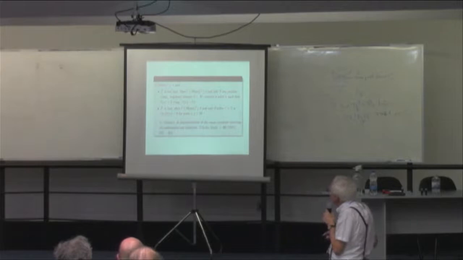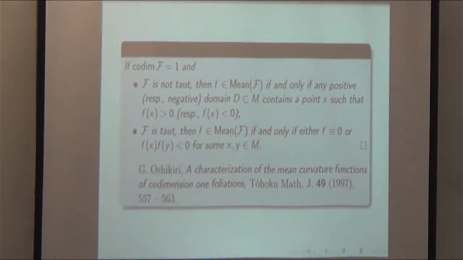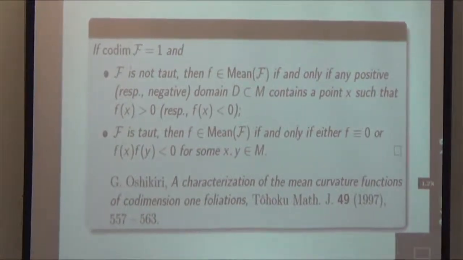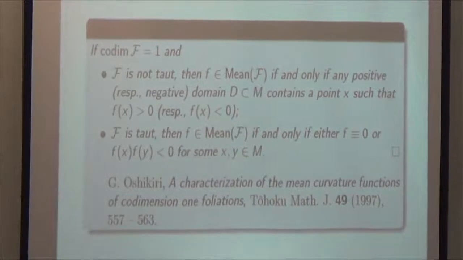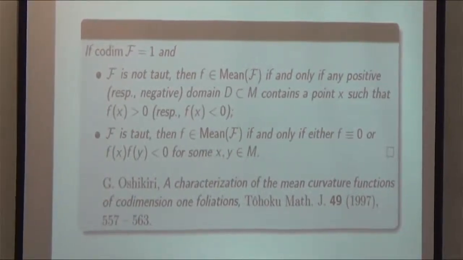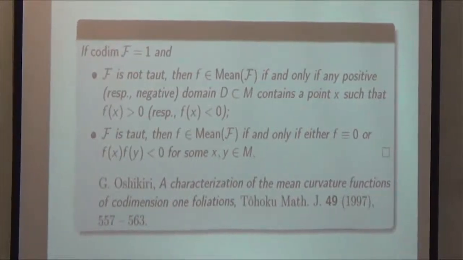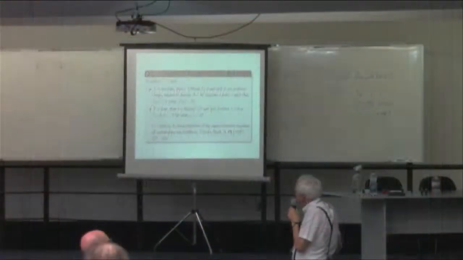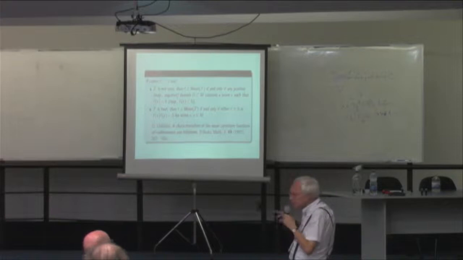In codimension 1, we can prove that, well, some of these results are due to me at the very beginning of my interest in foliation theory, but in fact, the person who got this result is a Japanese mathematician, Oshikiri. He described very nicely the space of all the functions which can become mean curvatures of a given foliation. So if F is taut, then a function small f belongs to the space of mean curvature functions if and only if it's either identically 0, which follows from Sullivan's results, or is positive somewhere and negative somewhere.